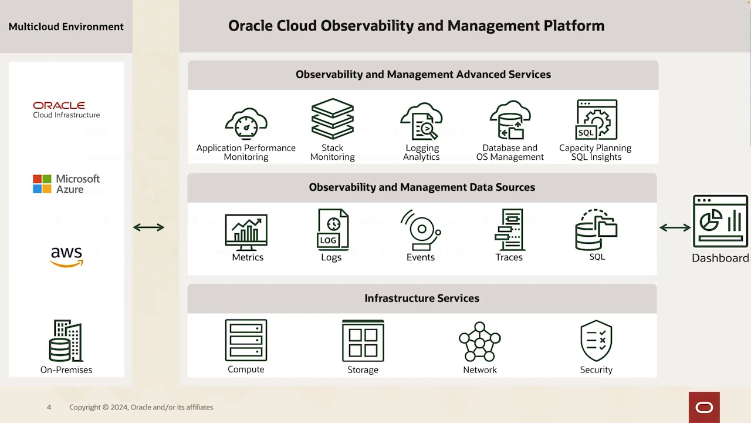OCI is comprised of your basic infrastructure services, which would be your compute, your storage, your network, and security. On top of that, some of the basic capabilities and services included within OCI would be metrics, logs, events, traces, and SQL capabilities. But on top of that is where we've built the observability management platform, so we have more in-depth insights into how your infrastructure is performing, as well as your database resources.